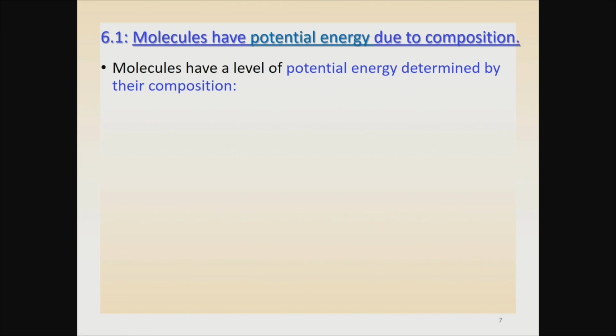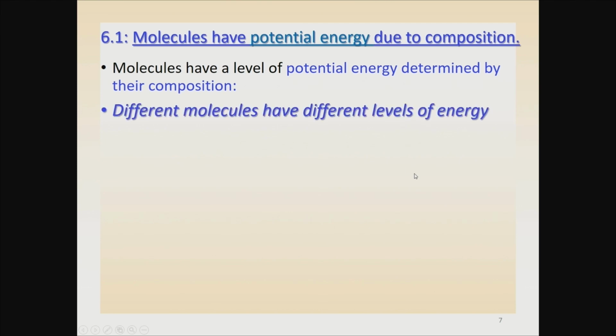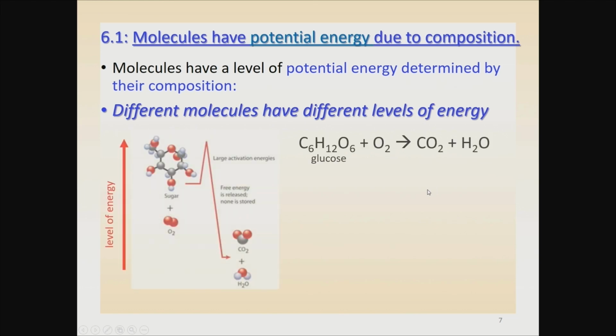Okay, so importantly, chemicals, say molecules and atoms, have potential energy due to their particular composition. This is a very important point. So here the point I'm trying to make is that importantly, different molecules have different levels of energy. So let me explain a great example of that. Let's say that you have glucose. Glucose is a molecule which has 6 carbon atoms attached to 12 hydrogen atoms and 6 oxygen atoms.